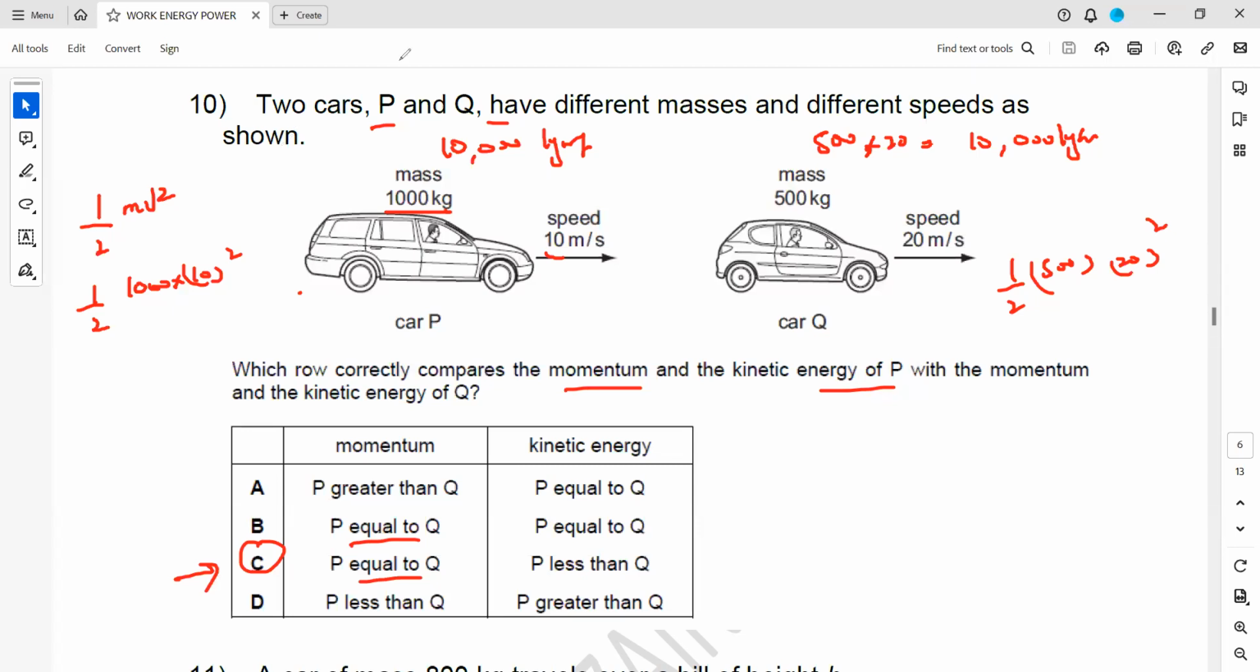So they have the same momentum. The product of mass and velocity is the same, but they have different kinetic energies.